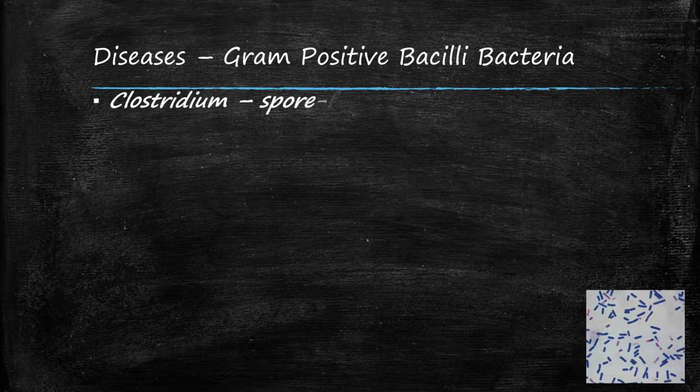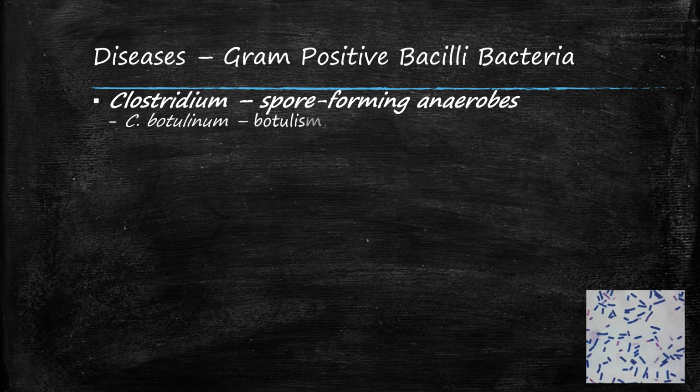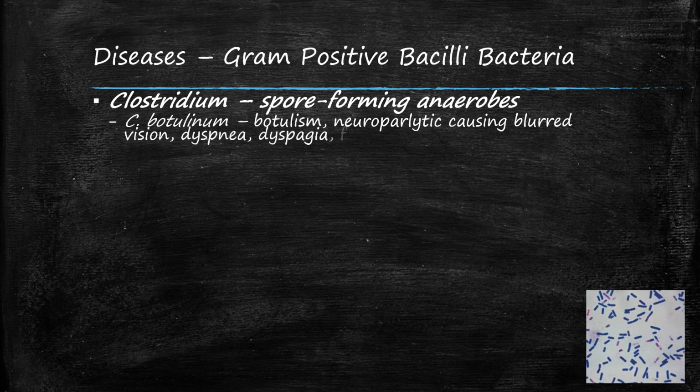Now the gram-positive bacilli, so a different picture here, it's more of that bacilli shape, specifically the Clostridium. A lot of our gram-positive bacilli are capable of spore producing and they are anaerobic, specifically here with the Clostridiums. First we'll talk about Clostridium botulinum, which we can denote with a capital C and a lowercase species name for simplicity, C. botulinum. It does cause botulism. It is a neuroparalytic toxin that is released, and it causes blurred vision, dyspnea, dysphagia, paralysis, and it can be used as a potential bioterrorist agent.